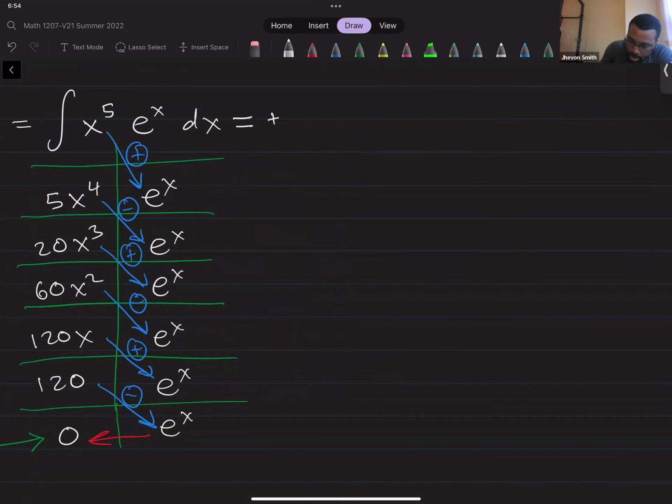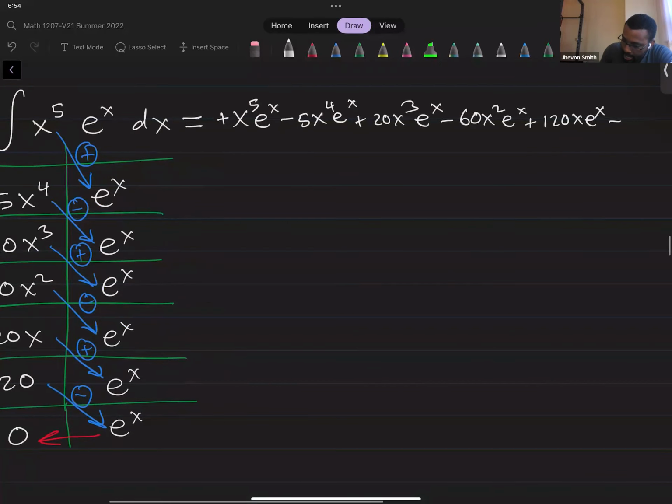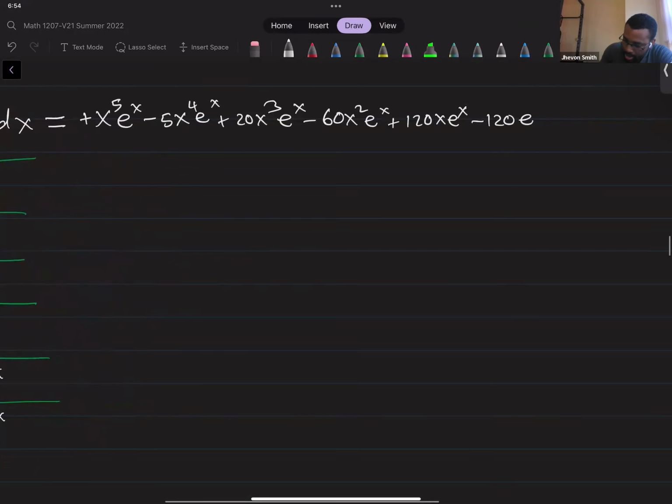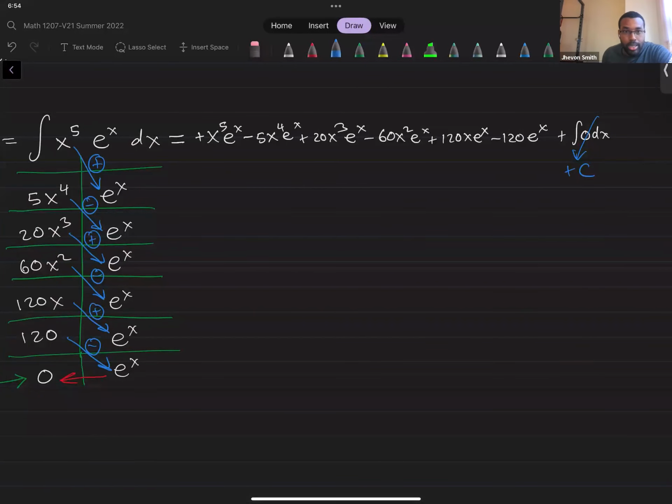So it's going to be a plus x to the 5th e to the x minus 5x to the 4th e to the x plus 20x cubed e to the x minus 60x squared e to the x plus 120x e to the x minus 120 e to the x plus I'm going to have the integral of 0 dx, which is just going to be my plus c. And that's actually the answer.